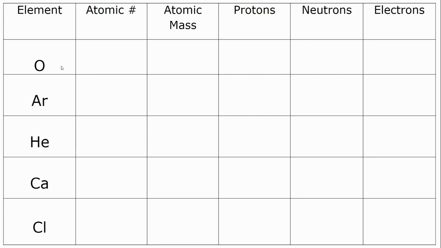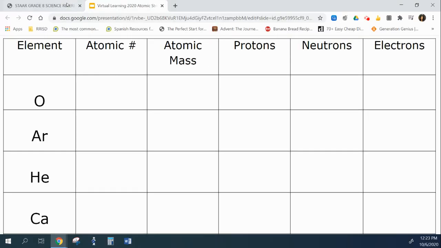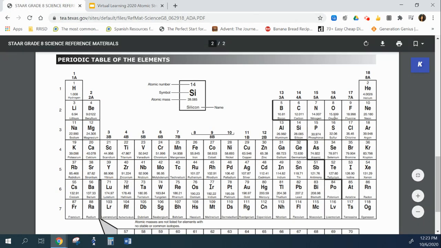Going to the periodic table, looking at oxygen, we know that the atomic number for oxygen is 8, and that's the number that's at the top. The chemical symbol is O. The atomic mass, as we discussed before, is down here. It's 15.99. Guys, round it up to 16.